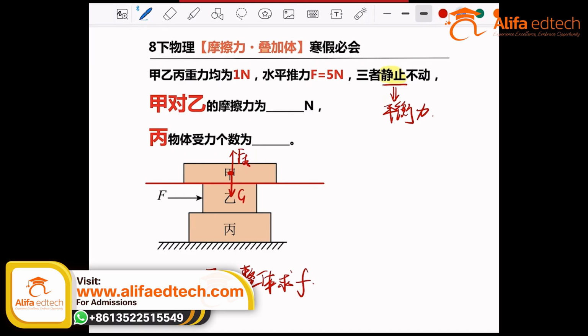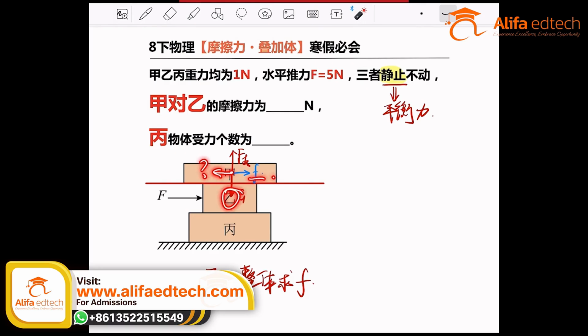Well, many kids might think, since F is pushing B, won't B also rub against A as it moves forward? Now just suppose that B exerts a friction force on A. Let's use the method of hypothesis. Based on the equilibrium we just discussed, there must be a force in the horizontal direction to cancel out that friction. But can we find such a force?